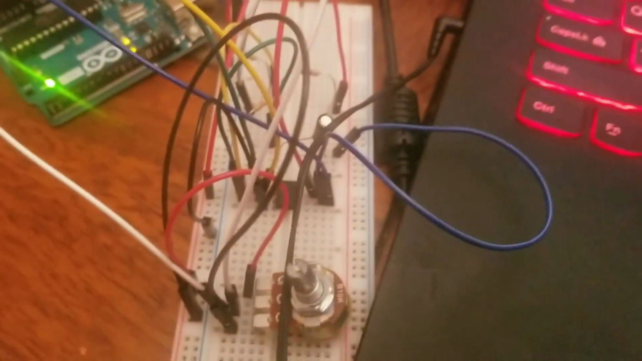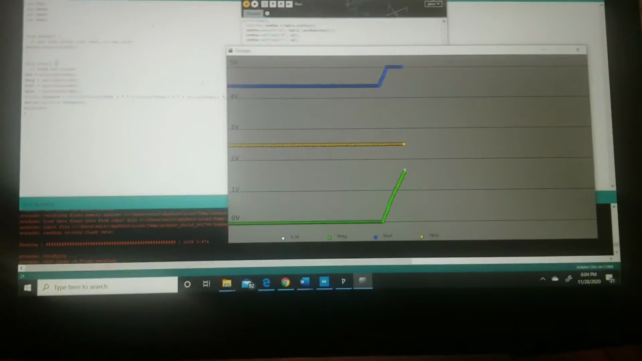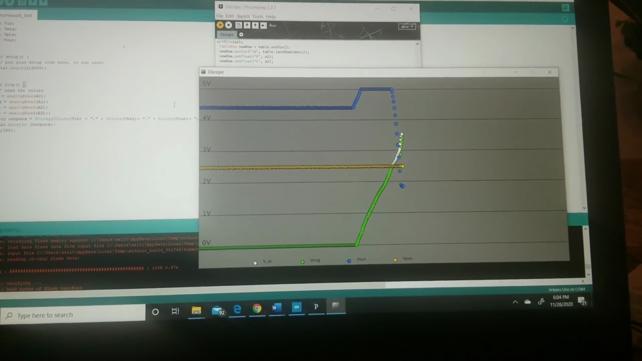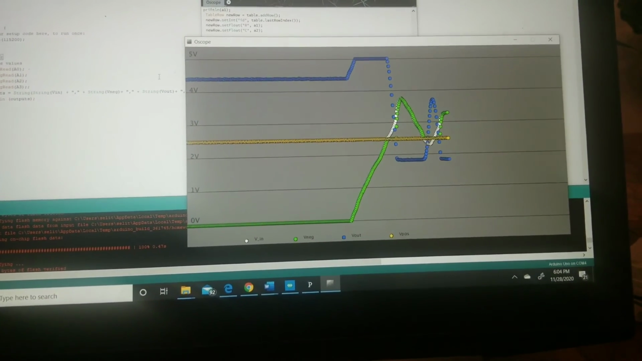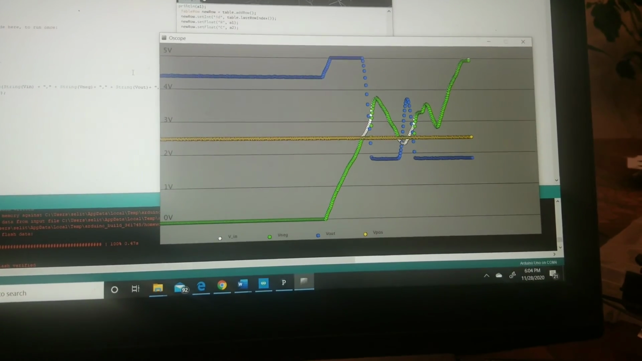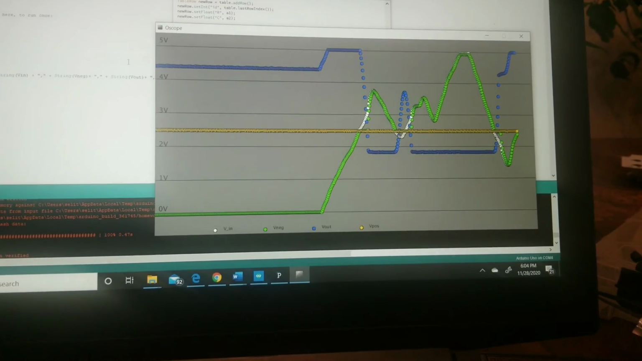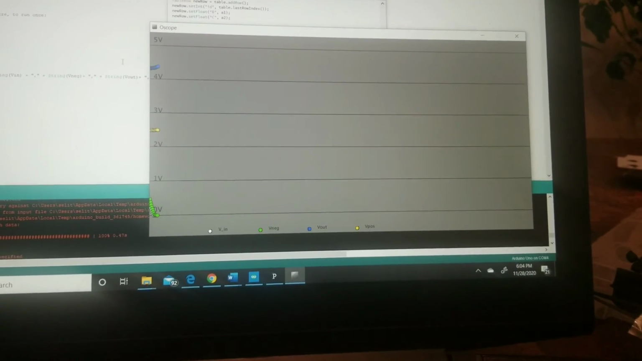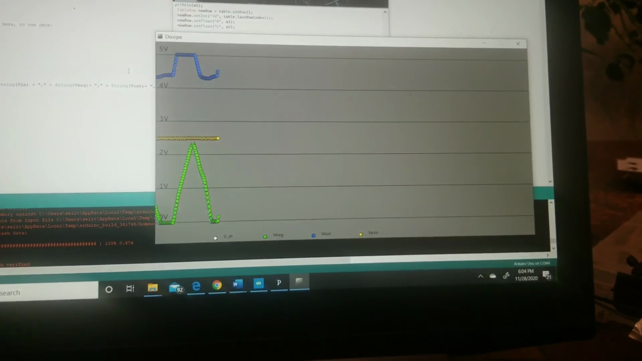Here, this is the circuit that we have, and this is what it's giving us. As I increase the voltage, you can see that the V out is changing based on the time. And again, as I go down, it changes by integrating based on time.